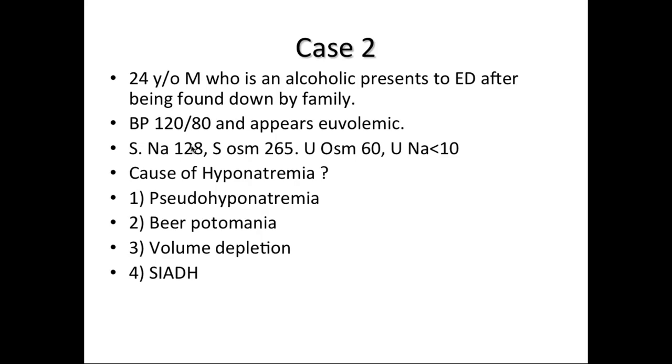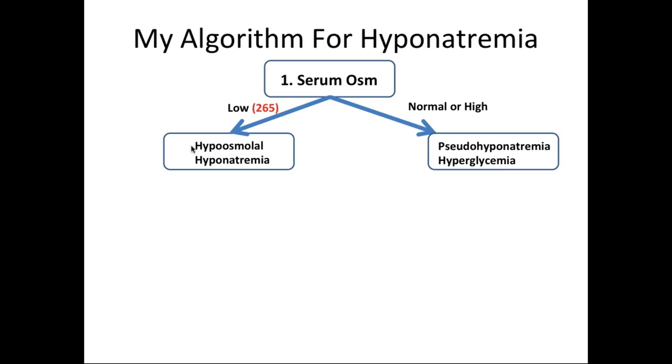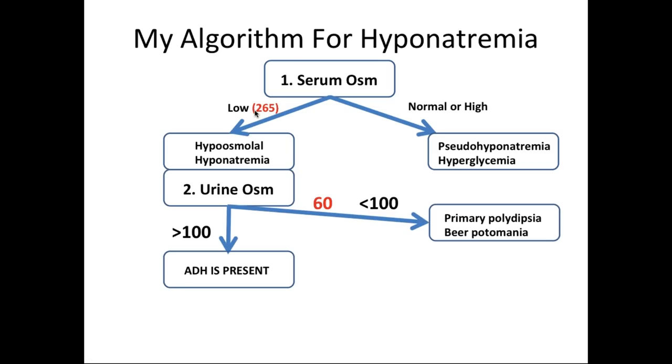So the cause of his hyponatremia, is it pseudohyponatremia? Is it beer potomania? Is it volume depletion? Or is it SIADH? So coming back to the algorithm again. So again, the serum osmolarity in this case is low, 265. So this is hypoosmolar hyponatremia.